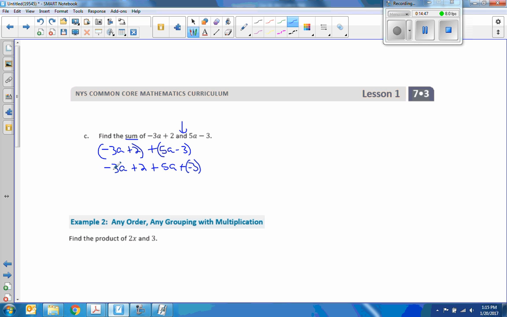Now I want to rearrange this, so I'd say negative 3a plus 5a plus 2 plus negative 3. What I did was rearrange these, so I put like terms together. Negative 3a plus 5a is 2a. And 2 plus a negative 3 is negative 1. So my final answer is 2a minus 1. Okay, this is just simplified.